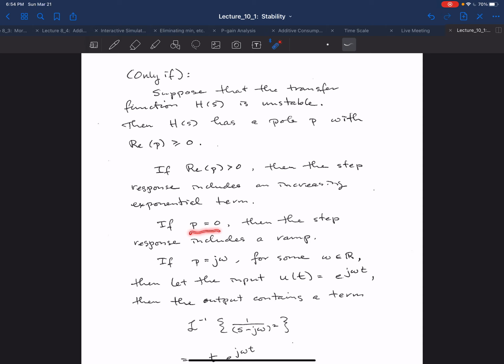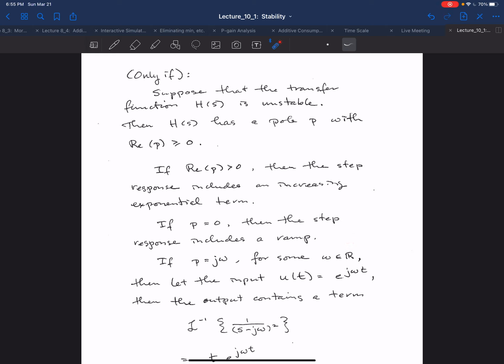If the pole is equal to 0, so if the pole is right at the origin, then we know that the impulse response is going to be a step, and therefore the step response is going to be a ramp. So this is exactly the case of our integrator. We looked at the integrator example and saw that its step response is a ramp. Therefore, it is not stable in the bounded input, bounded output sense, a step being bounded and a ramp being unbounded. So if the pole p is right at the origin, then the step response includes a ramp.